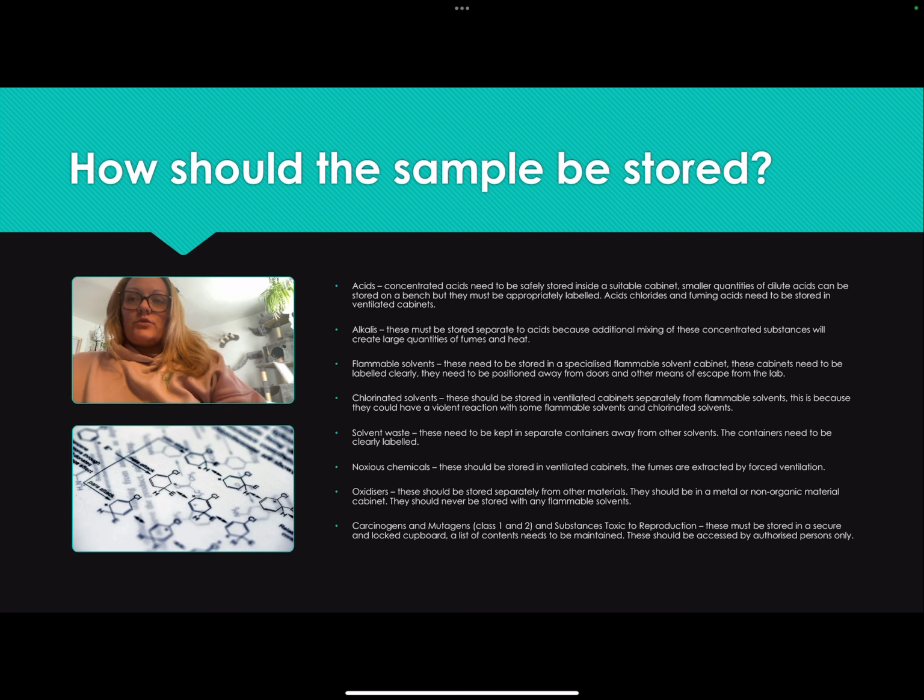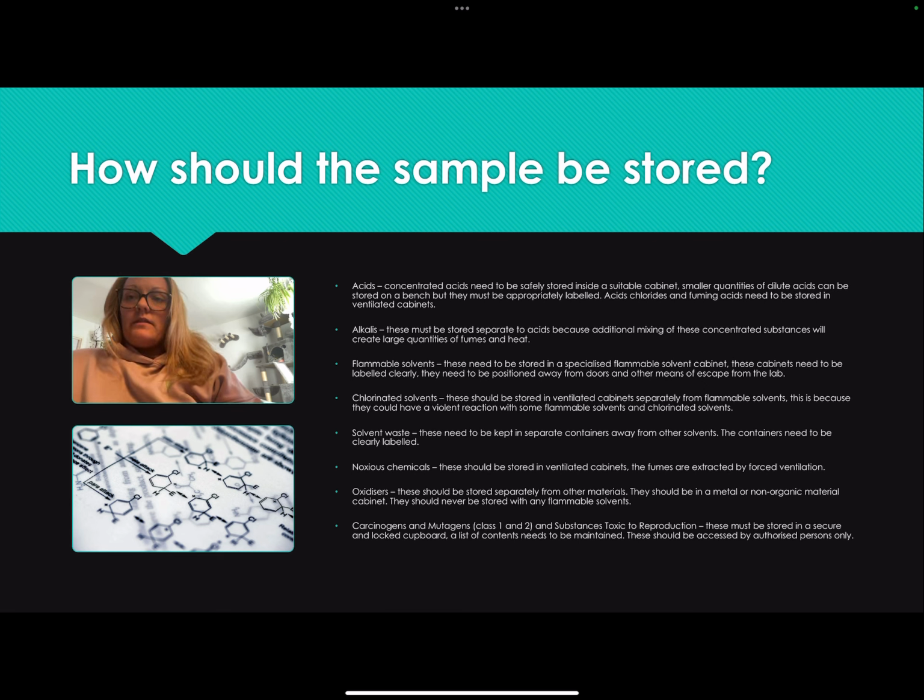How should the samples be stored? Acids. Concentrated acids need to be safely stored inside a suitable cabinet. Smaller quantities of dilute acids can be stored on a bench, but they must be appropriately labelled. Acid chlorides and fuming acids need to be stored in ventilated cabinets.